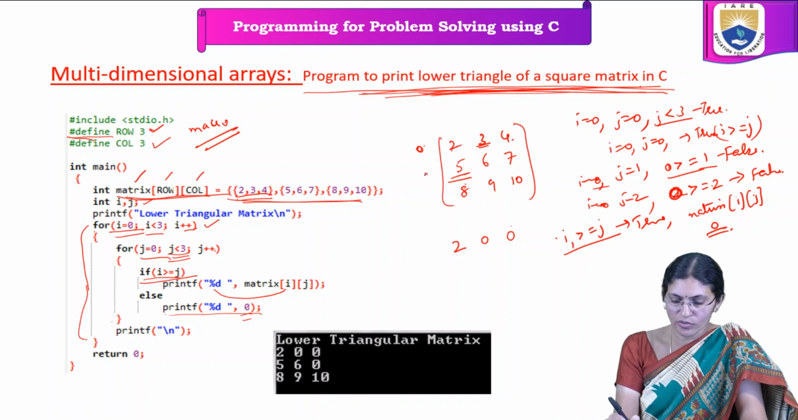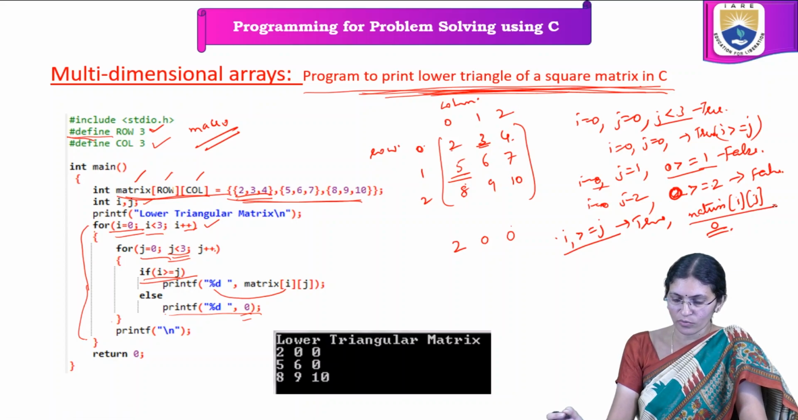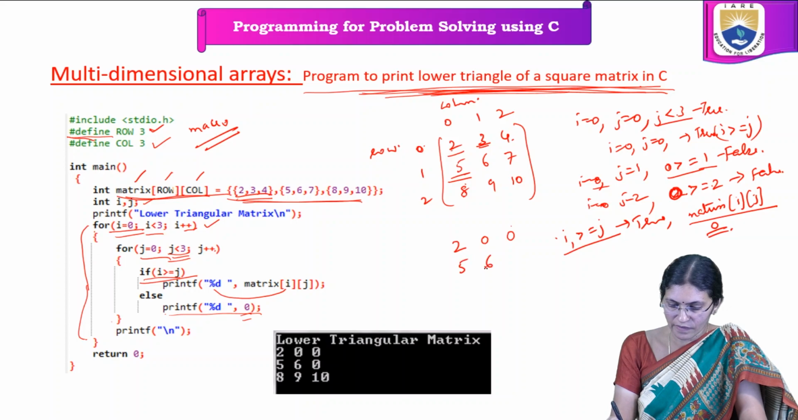So this condition is true for 0, 1, 2. These are the column elements. This is the row subscript and this one is the column subscript. So this condition is true for these elements, and this will be the output: 2, 5, 6.